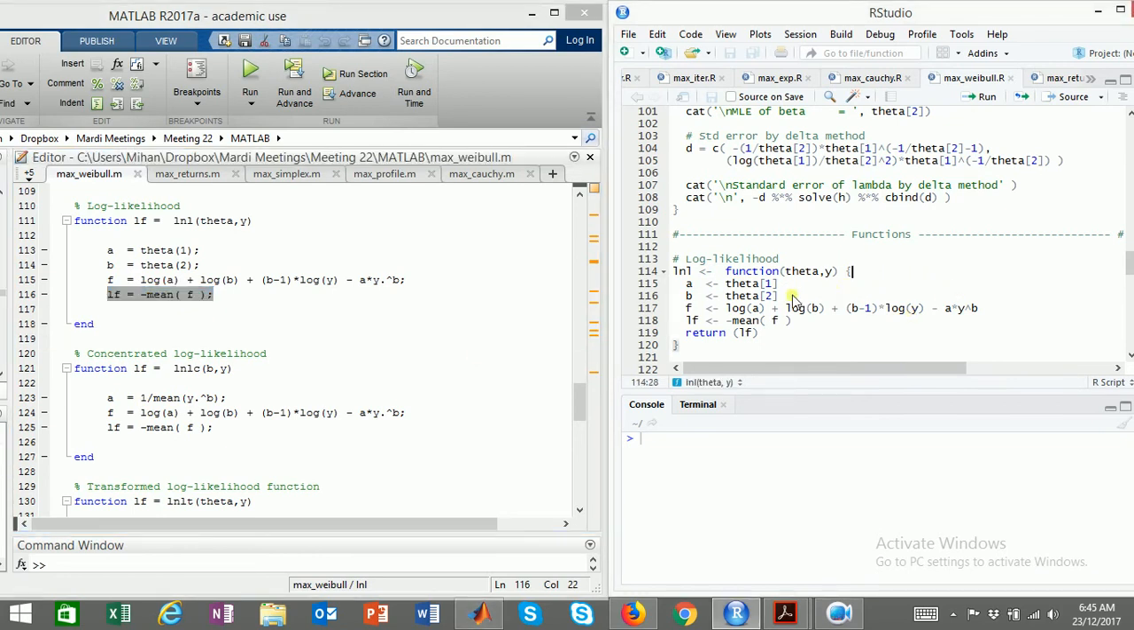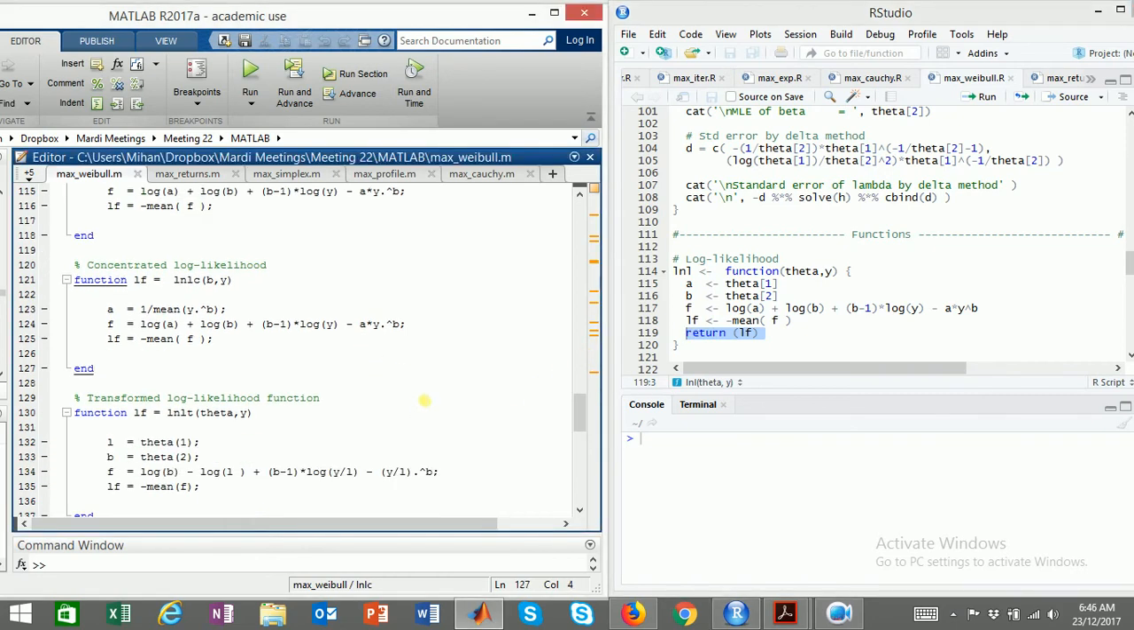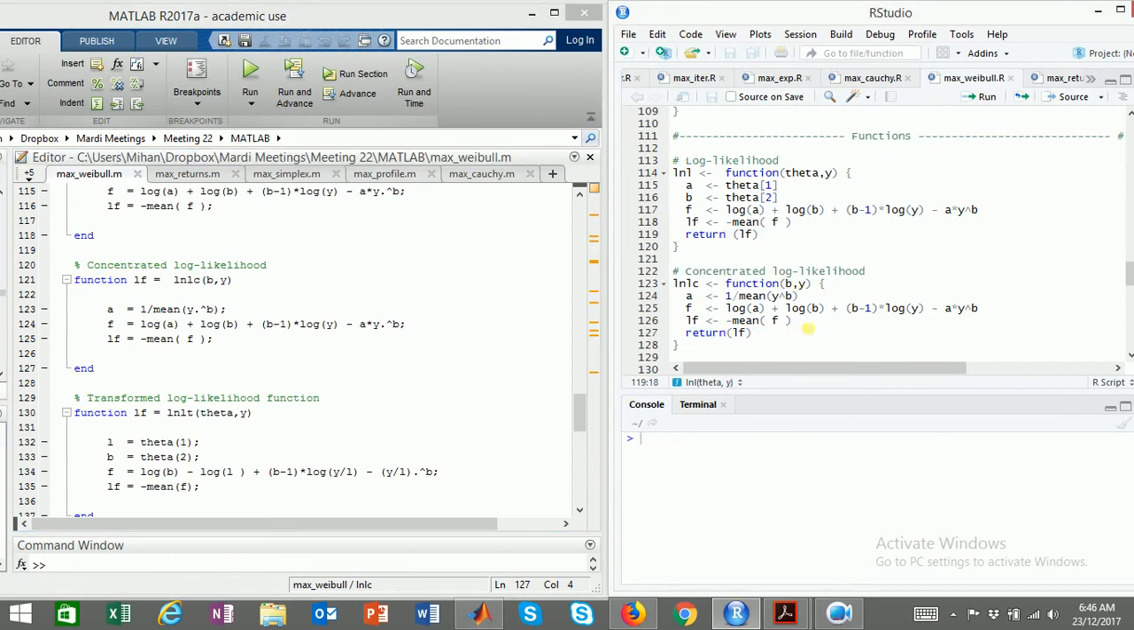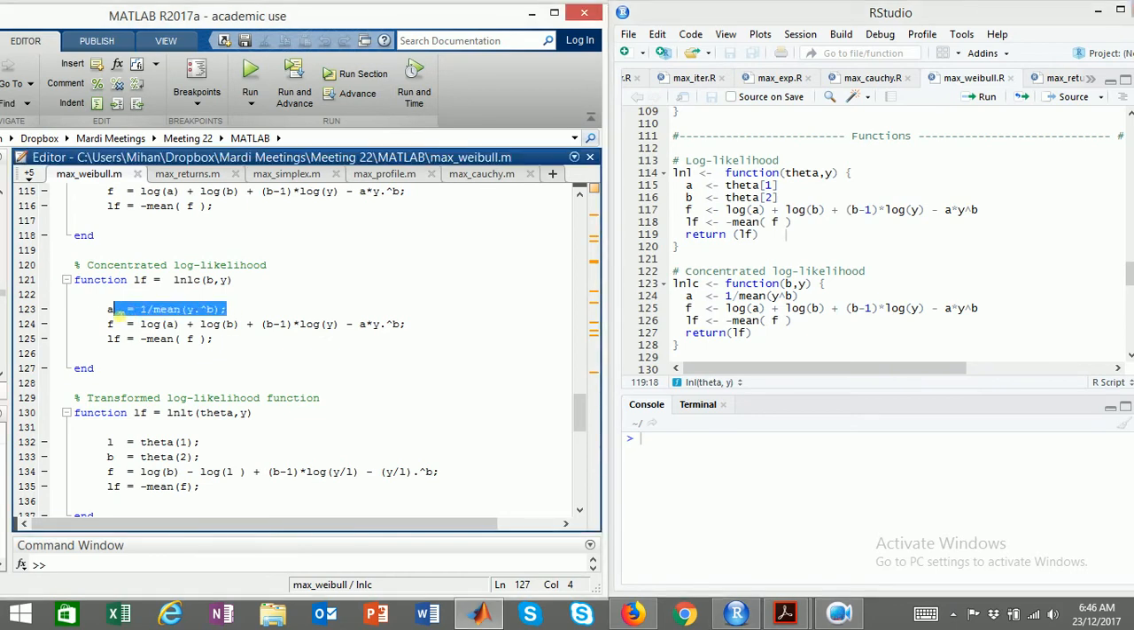The function of theta and y is also the same, just the elements inside are in third brackets, nothing else. Return f, so we need to finish our function with return, whereas in MATLAB we don't need to do that. For the concentrated log likelihood function, the function of b and y, because it's concentrated, y is divided by the mean of y multiplied by b, that is the concentration part.